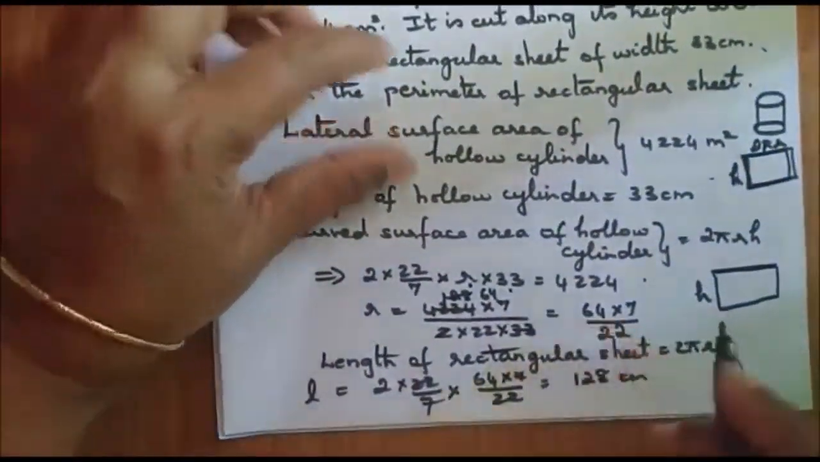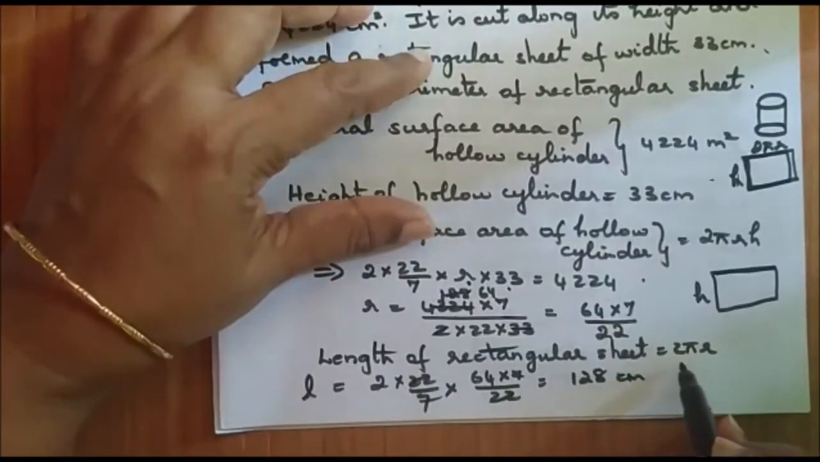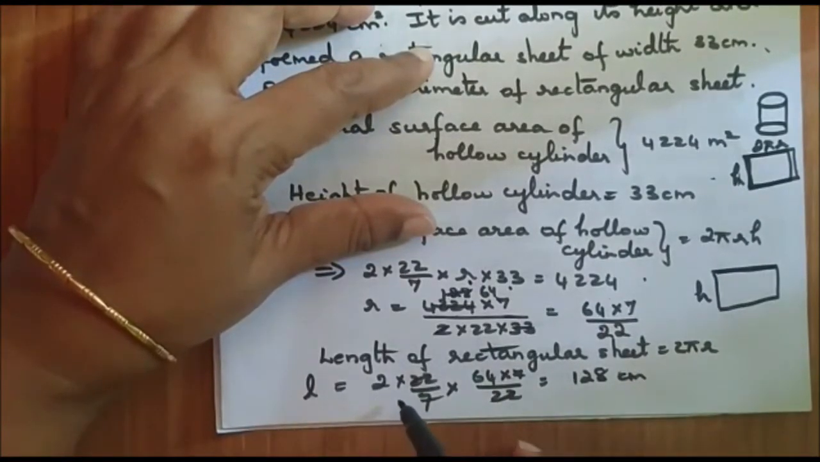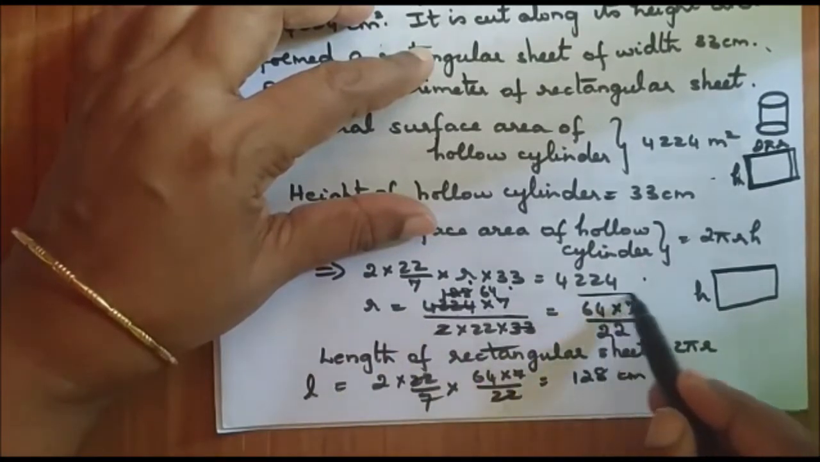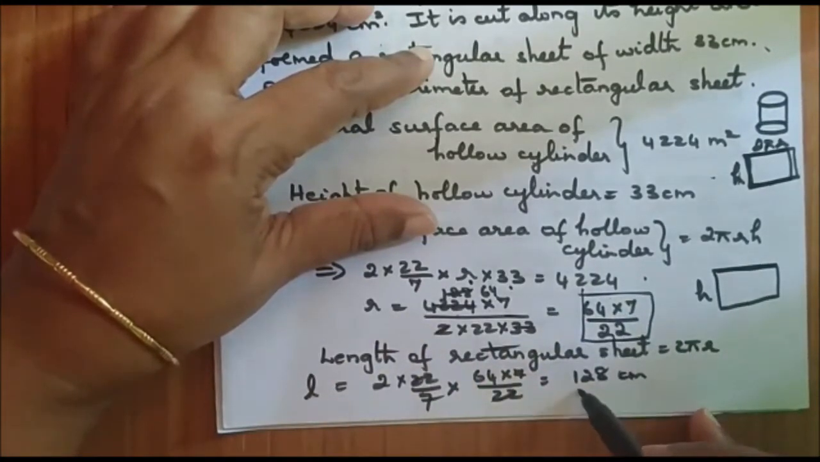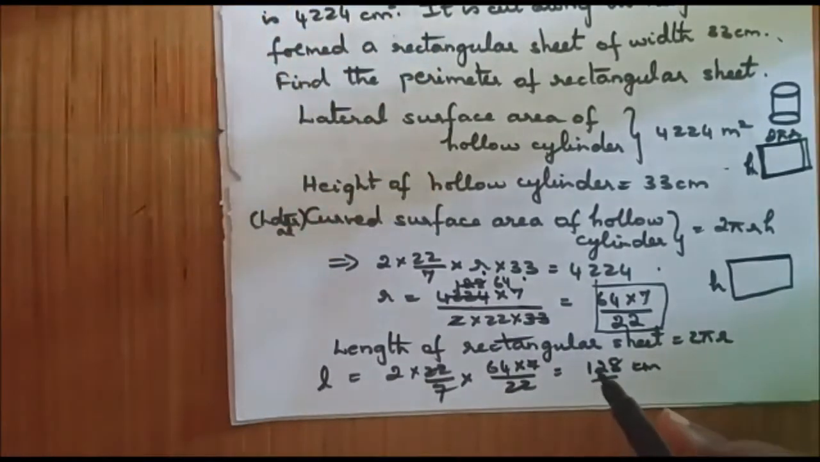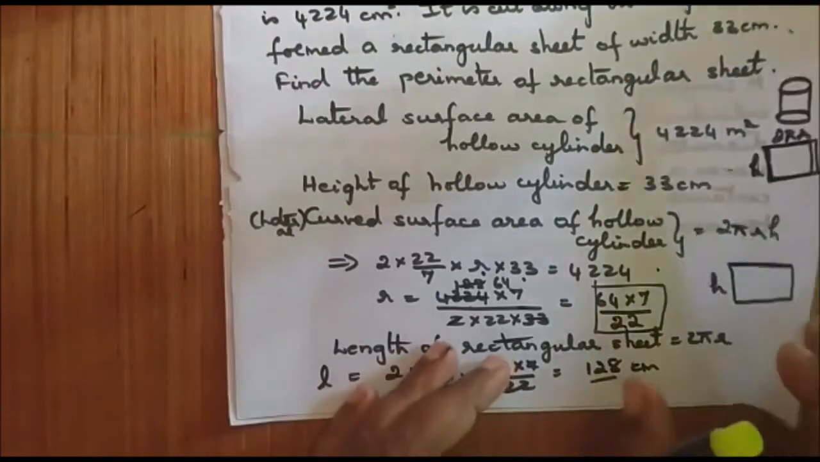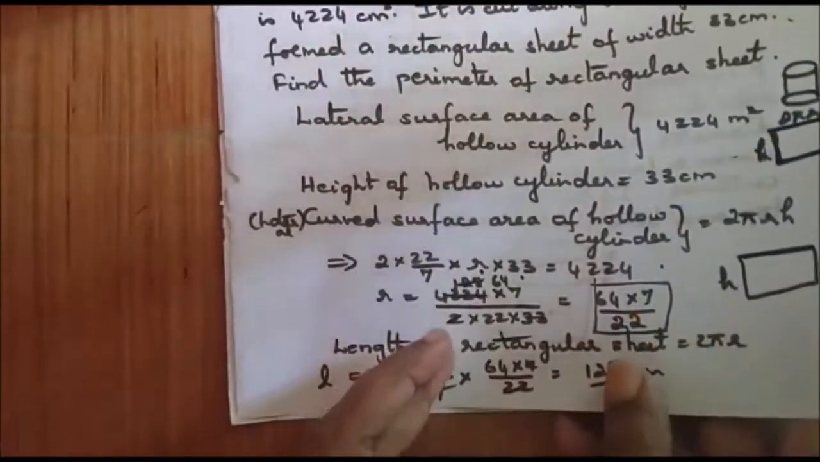So the length of the rectangular sheet is equal to 2 pi r. That is nothing but the length. Length is equal to 2 into 22 by 7 into r. This is the r value. So finally I solve the problem and get 128 centimeters. I hope you all understood how we solve this problem.